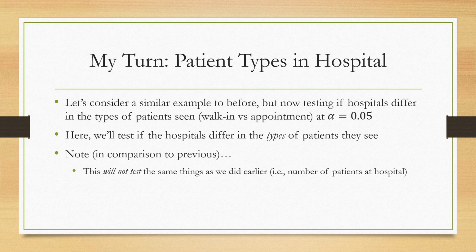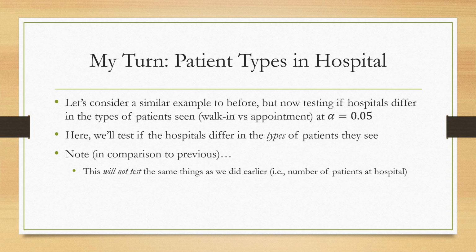Now, it's very important to understand what we're doing and what we're not doing. We are not testing the same thing as we did earlier. That is, we're not testing the number of patients at each hospital to see if they're different. Hospitals having different numbers of patients will not impact this analysis. Now, it's important to acknowledge this with the other variable too. If we have more walk-ins than appointments or more appointments than walk-in patients, that also is not going to impact this analysis. That's not related.